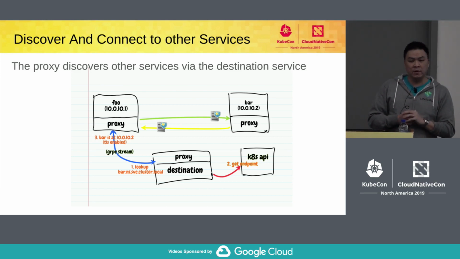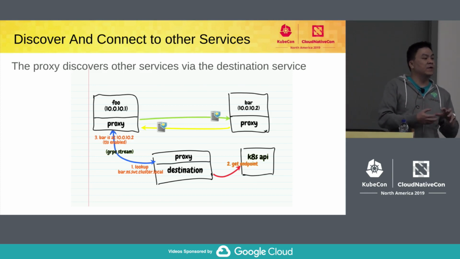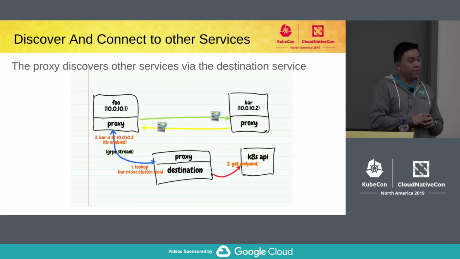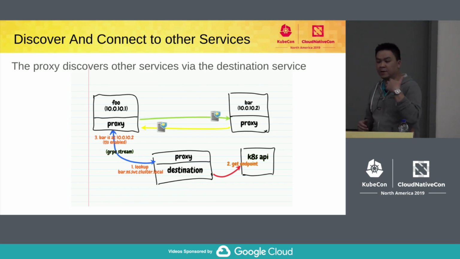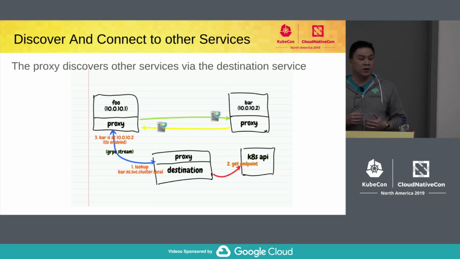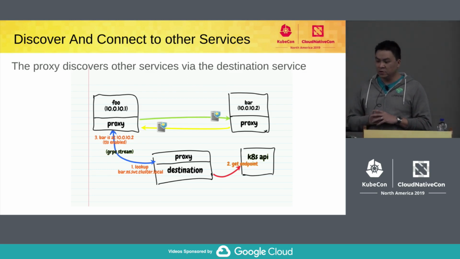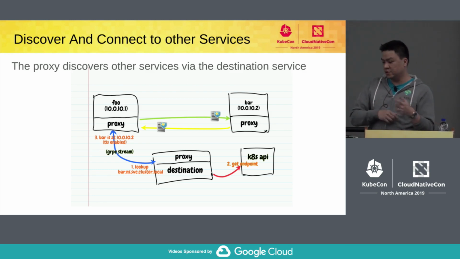Now the foo proxy will know, okay, the bar proxy is at 10.0.10.1.2, and it also has some extra information about it. Can the bar proxy participate in TLS, for example? Can it do retries? Are we going to start doing gRPC load balancing, that sort of thing? So from there, the TLS handshake would just start.